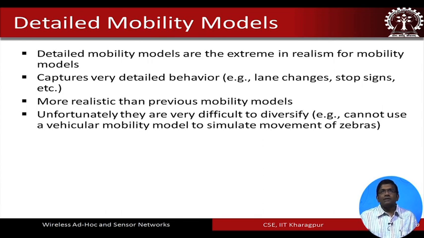Detailed mobility models are basically the extreme in terms of realism. Among all the mobility models, these are the most realistic ones. They capture very detailed behavior such as lane changes, stop signs, etc. They are more realistic than the previous mobility models. However, unfortunately, they are very difficult to diversify. For example, one cannot use a vehicular mobility model to simulate the movement of zebras in a forest.